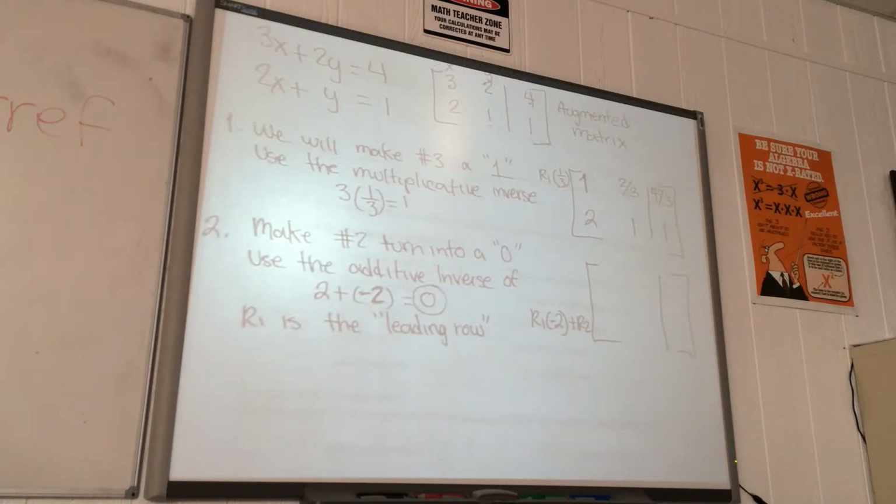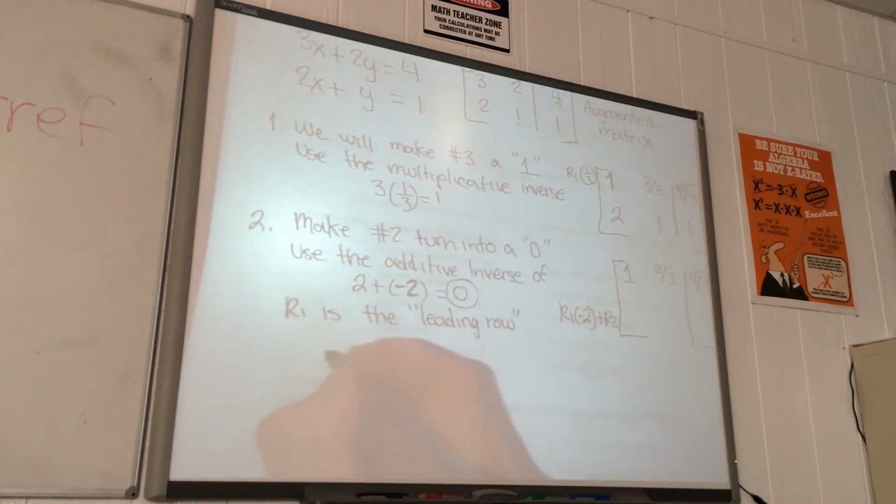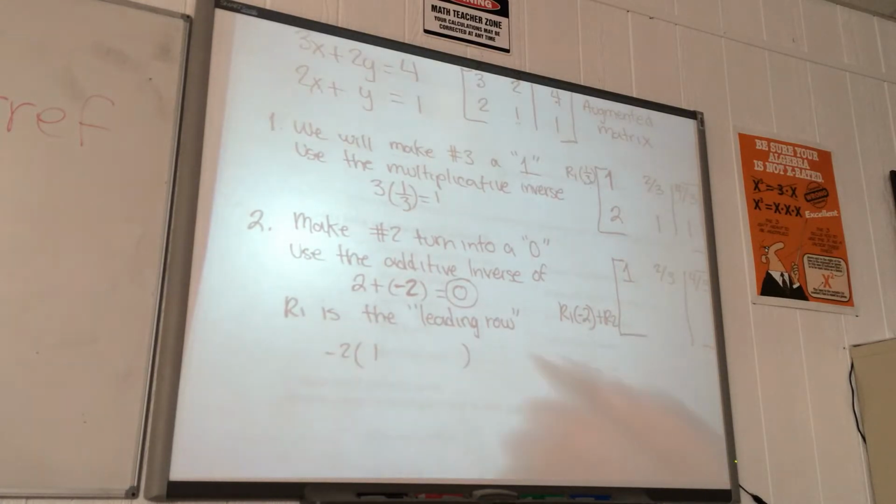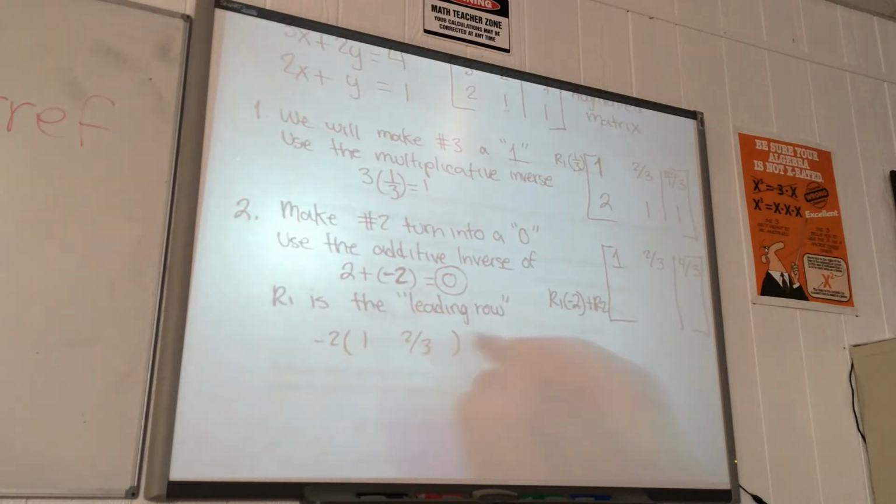Now the first row is not going to change at all, so I'm just going to copy it. 1, 2/3, and 4/3. And don't worry, after we finish this problem, we'll take a break, because you will need one. All right, now we're going to multiply -2 times the first row. So I'm going to write it down here, 1, 2/3, and 4/3.